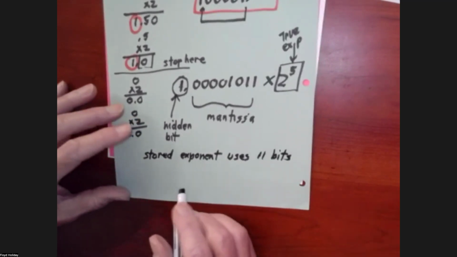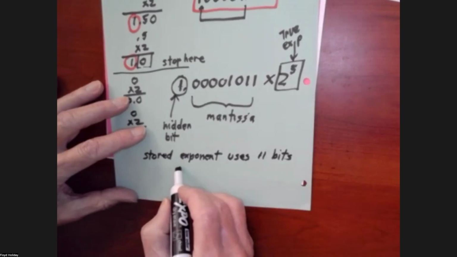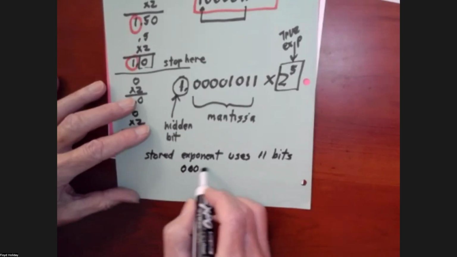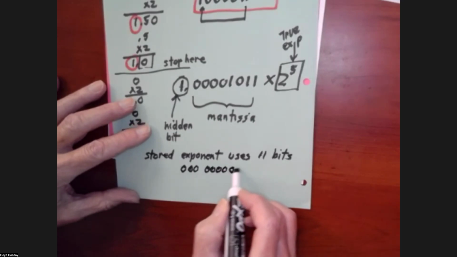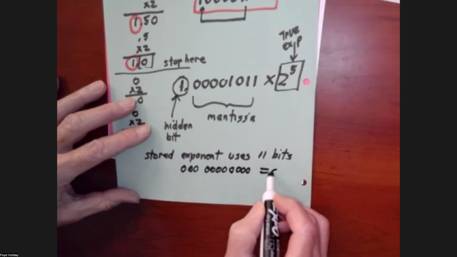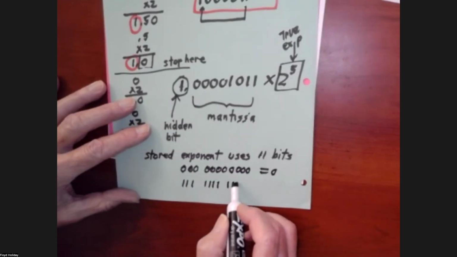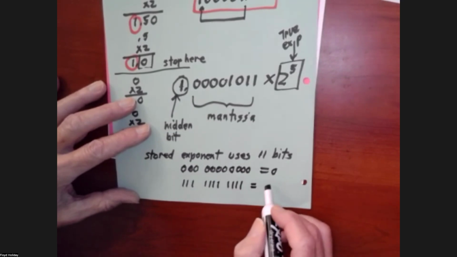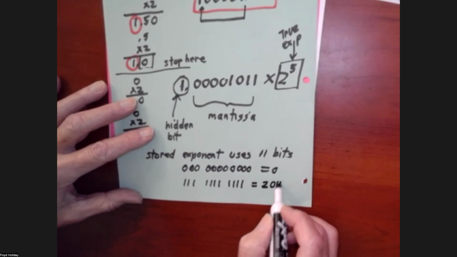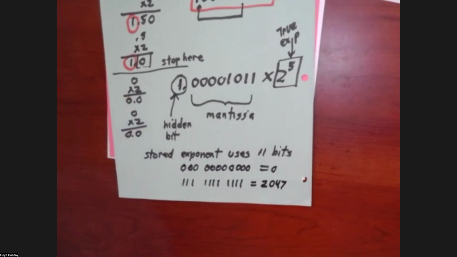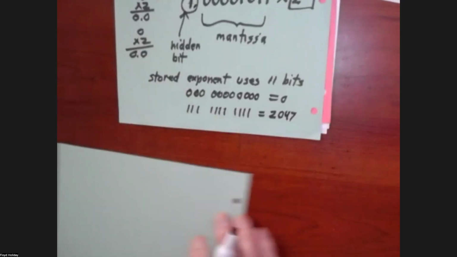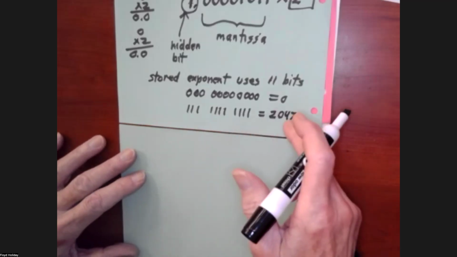So integers in 11 bits range from 0 to 2047. What's of interest is the number exactly in the middle. We want to know that number, midway between 0 and 2047.